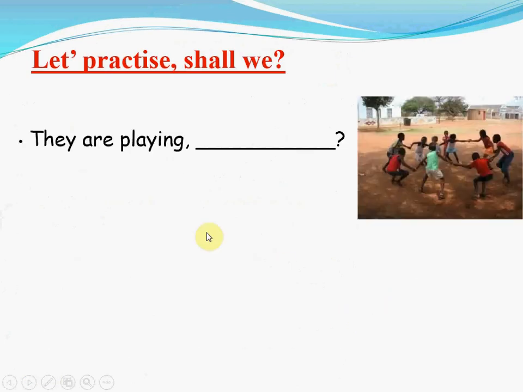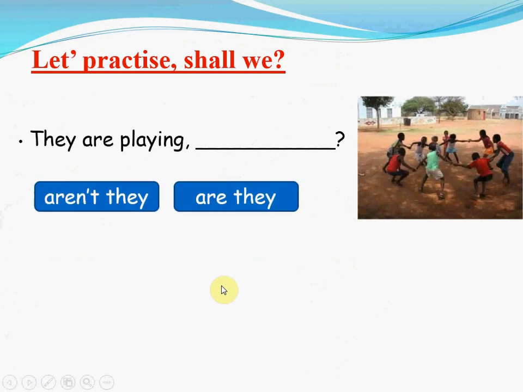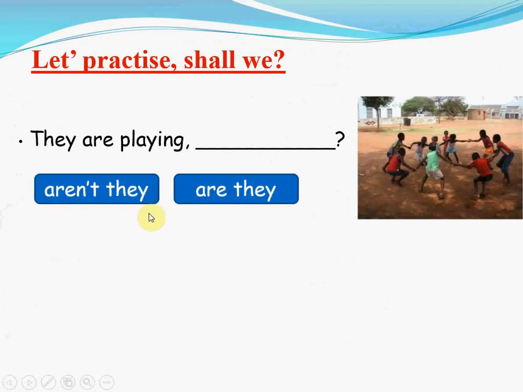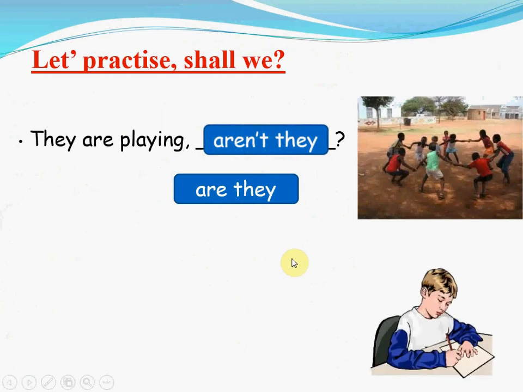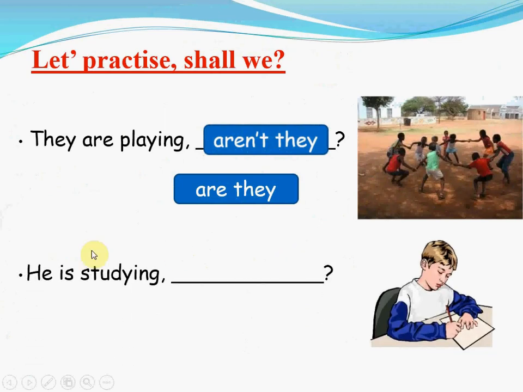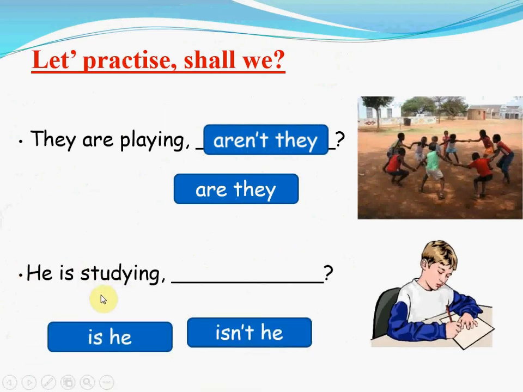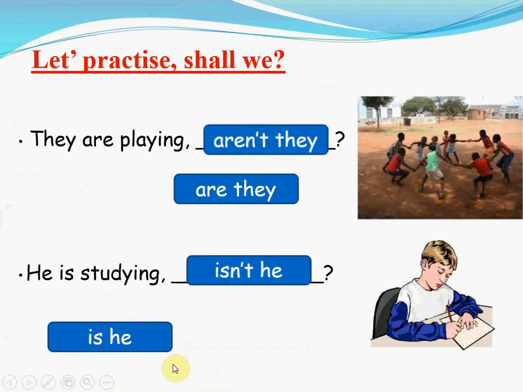We have a picture, they are playing. So you're going to choose either aren't they or are they? The answer is aren't they. They are, aren't they? The second example, he is studying. So you're going to choose, is he or isn't he? The answer is, isn't he.